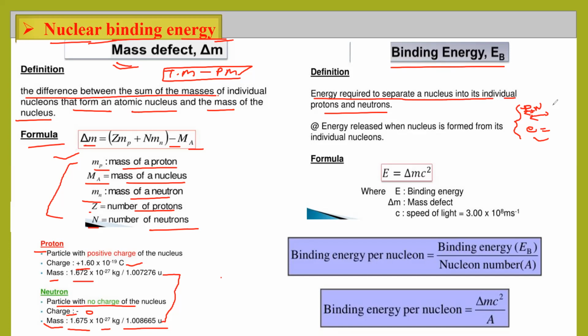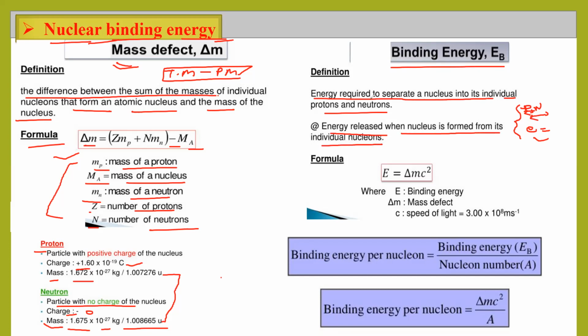Lattice energy is the energy required to separate 1 mole of ionic solid into its constituent ions, or the energy released to bind the ions of 1 mole of ionic crystal. Similarly, binding energy is the energy required to separate a nucleus into its individual protons and neutrons, or the energy released when a nucleus is formed from its individual nucleons.